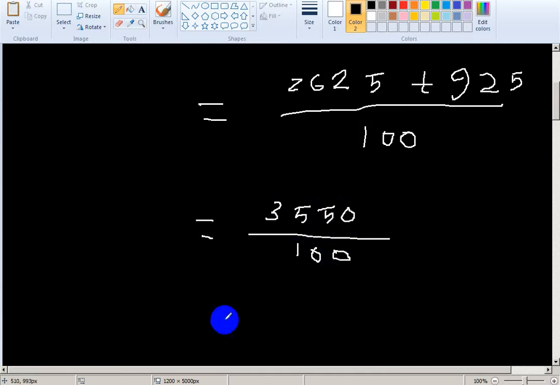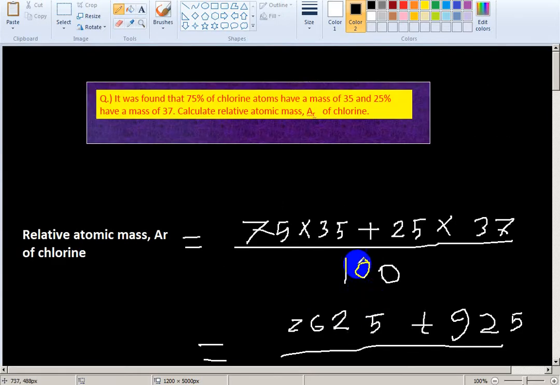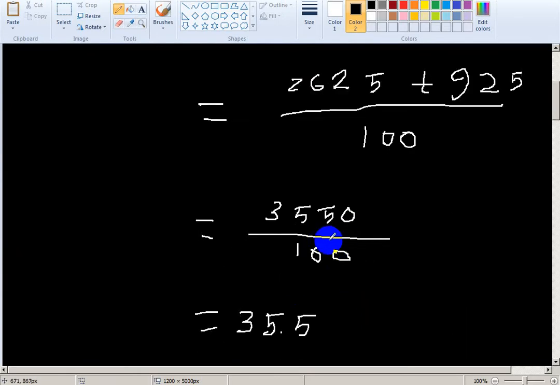So this is the relative atomic mass of chlorine we have calculated: 35.5. You can calculate other elements this way. Next topic.